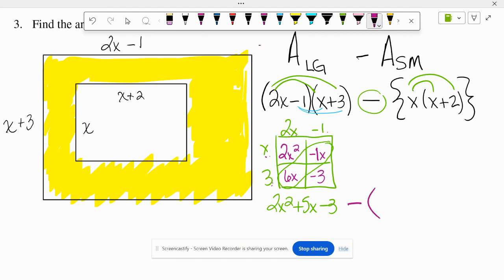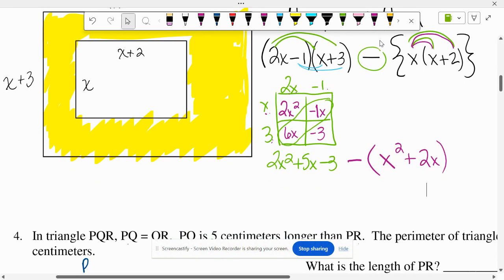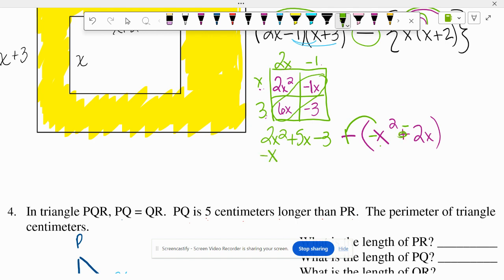Can you do the next one as well? Can you distribute this? X times x is? Perfect. And x times 2 is? All right. So we're subtracting the area of the small from the area of the large. What happens when we have a negative outside of a parenthesis? We have to distribute that. So this is going to become a negative x squared, and this is going to become a negative 2x. So I'm going to move that down here. Negative x squared and negative 2x.